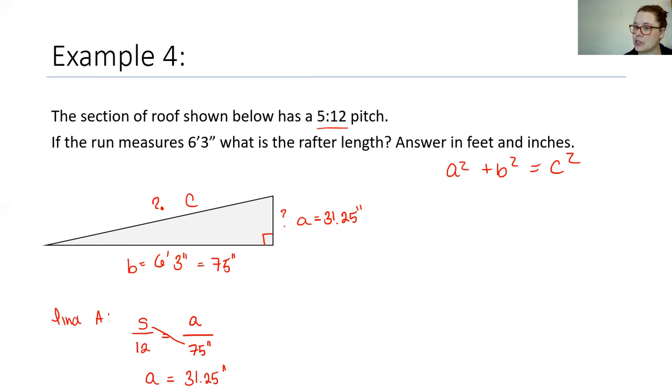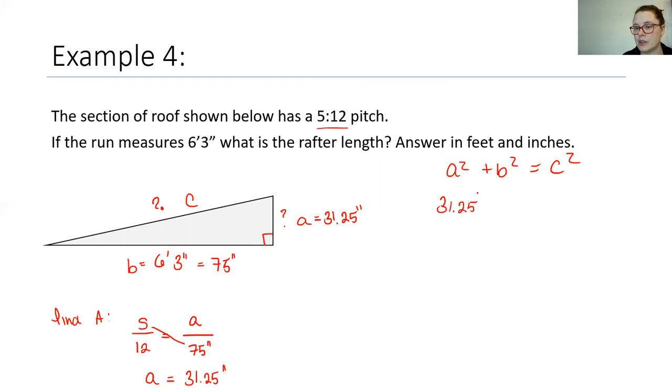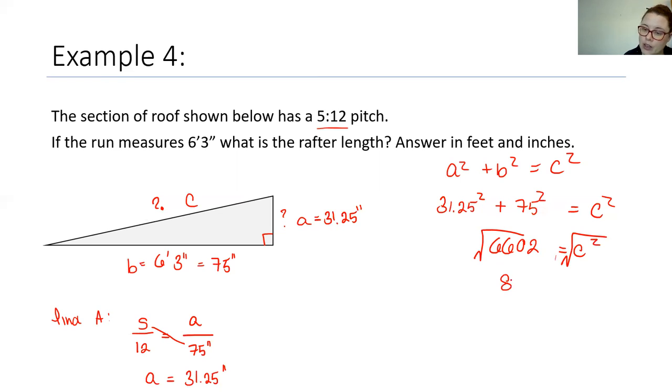Now that we have that, let's put it into Pythagorean's theorem. So A squared plus B squared equals C squared. So 31.25 squared plus B is 75 equals C squared. Combine those two together. Make sure you do the squareds first, and you will find that you get 6,602 equals C squared, and then we're going to take our square root. After taking the square root, you get 81.25 equals C. So this is the same as 81 1/4.